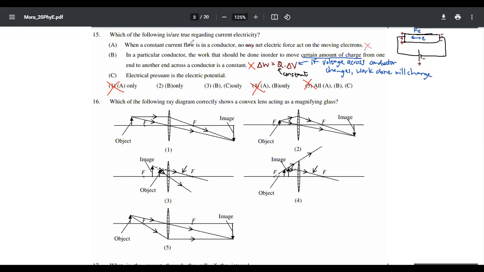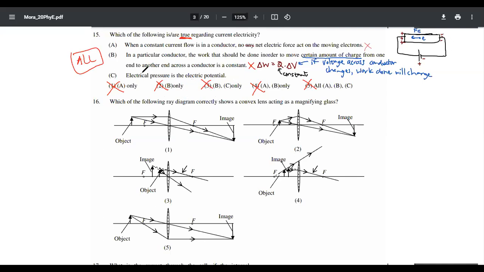They are asking for the true statement. There is no answer for this question, so let's go with all. I think that's why the answer is all for this question. 15th one, if you look closely, all. All right.